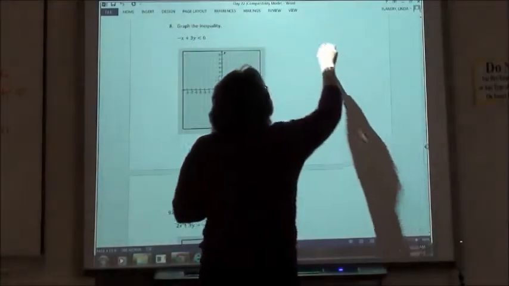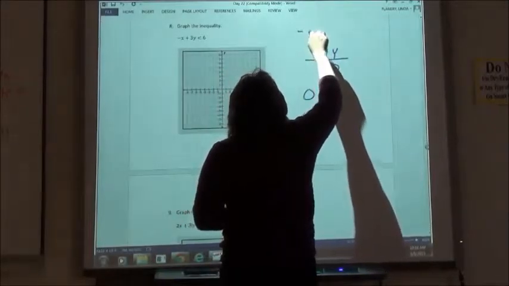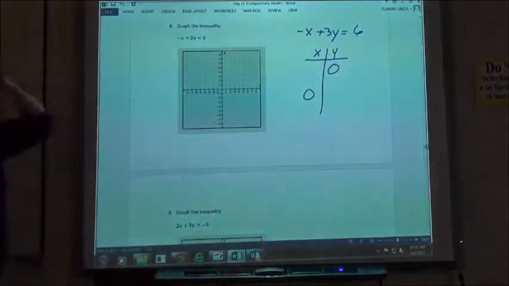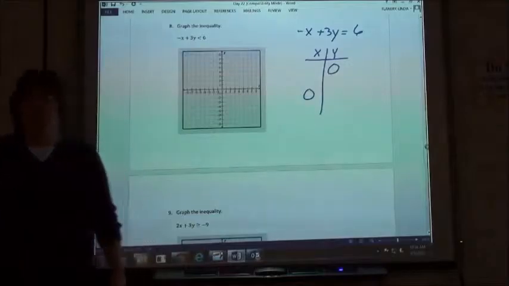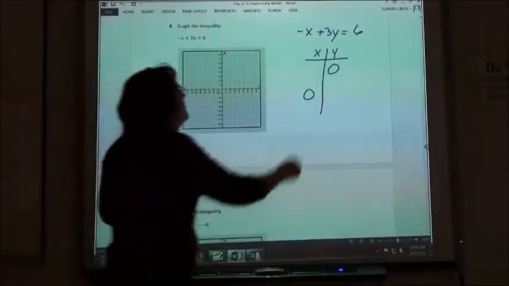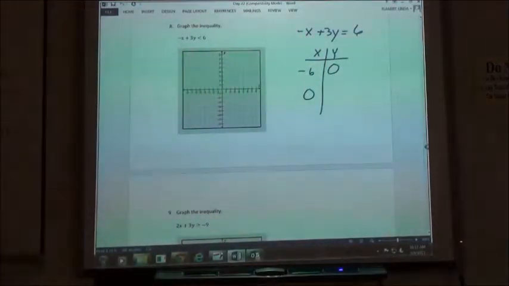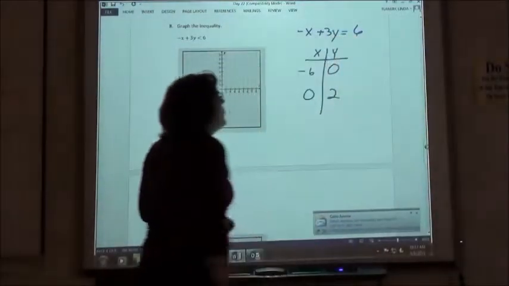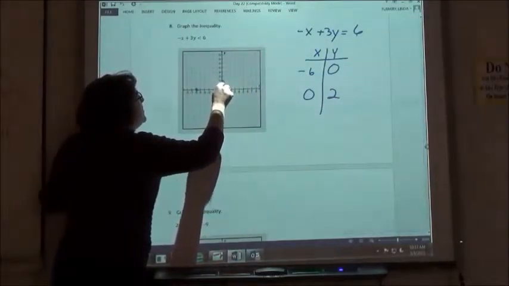So number 8 here, if I am going to find my x and my y intercept, putting 0 in for y and 0 in for x, I have negative x plus 3y. We're pretending it says equals 6. If I put 0 in for y, what would I get for x? Negative 6, exactly. Because I'm going to take 6 divided by negative 1, negative 6. And if I put 0 in for x, I'm going to get 2 for y, because we're taking 6 divided by 3, which is 2. So my x-intercept is negative 6. My y-intercept is positive 2.